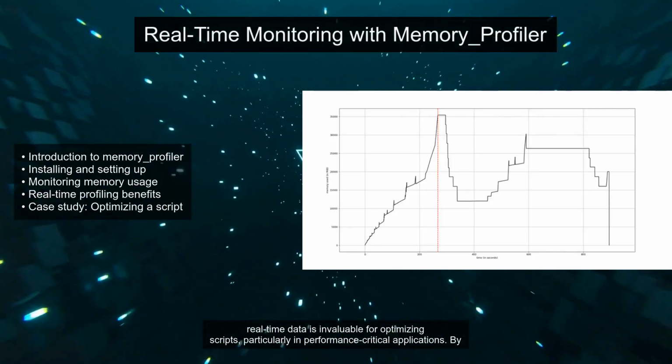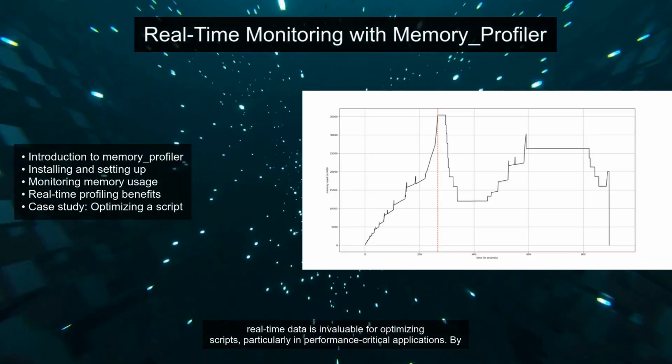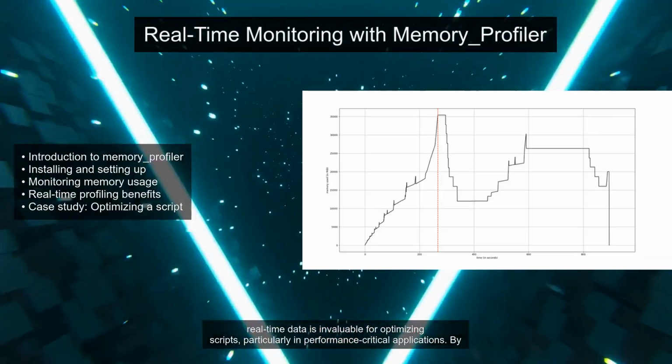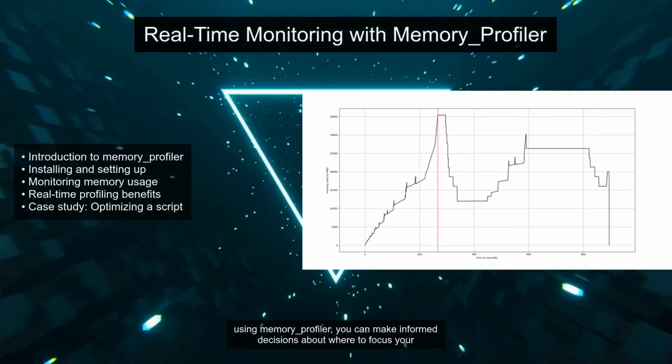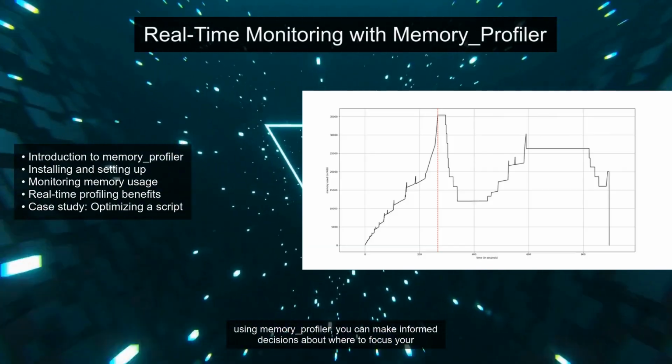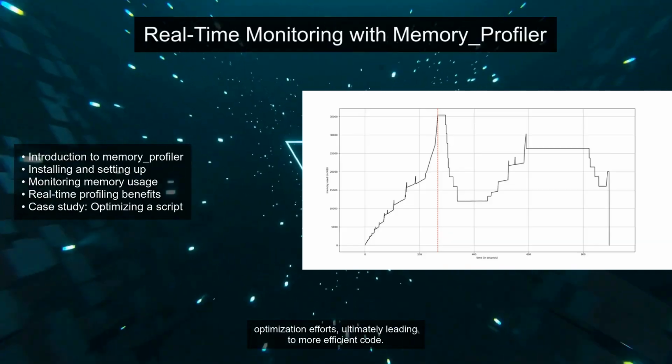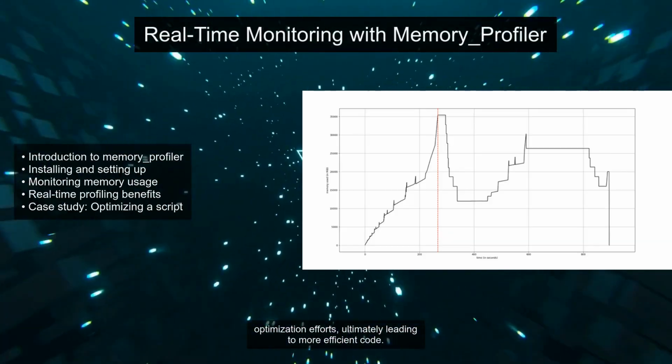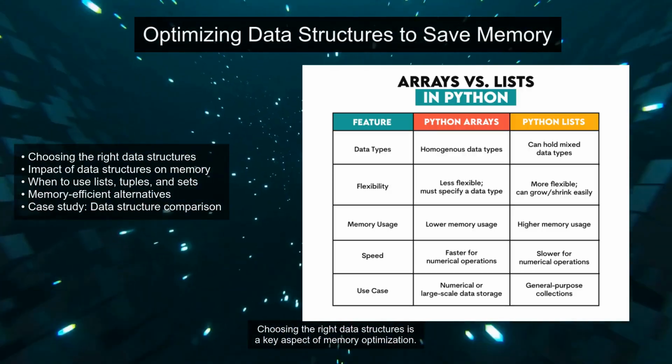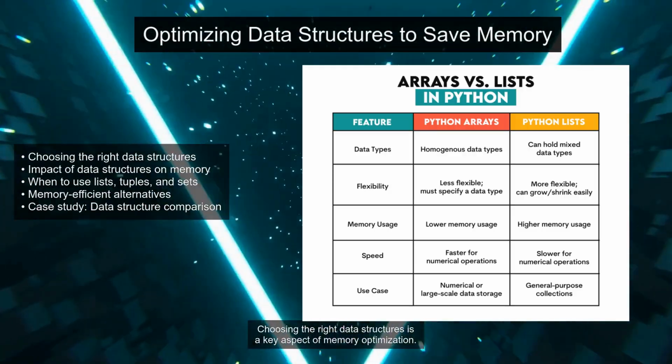This real-time data is invaluable for optimizing scripts, particularly in performance-critical applications. By using memory_profiler, you can make informed decisions about where to focus your optimization efforts, ultimately leading to more efficient code. Choosing the right data structures is a key aspect of memory optimization.